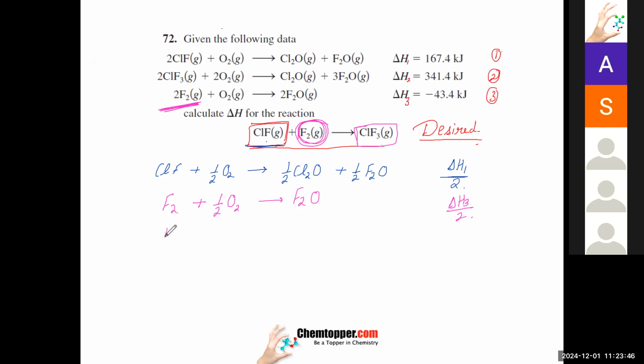So it will become half Cl2O plus 3 over 2 F2O, giving you ClF3 plus O2. So what happens to delta H2? Minus delta H2 divided by 2. I told you not to worry about anything. Not to worry about F2O, not to worry about O2. Check, not to worry about Cl2O. They are intermediates. Now you add all these 3 equations.